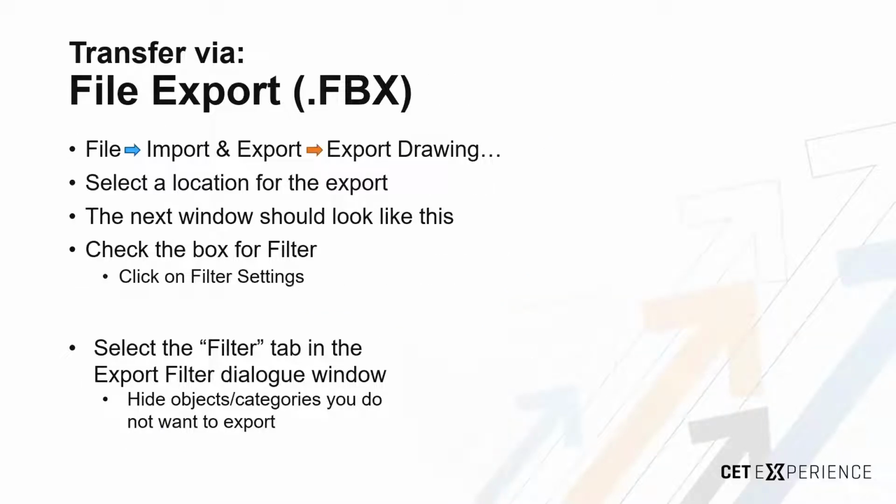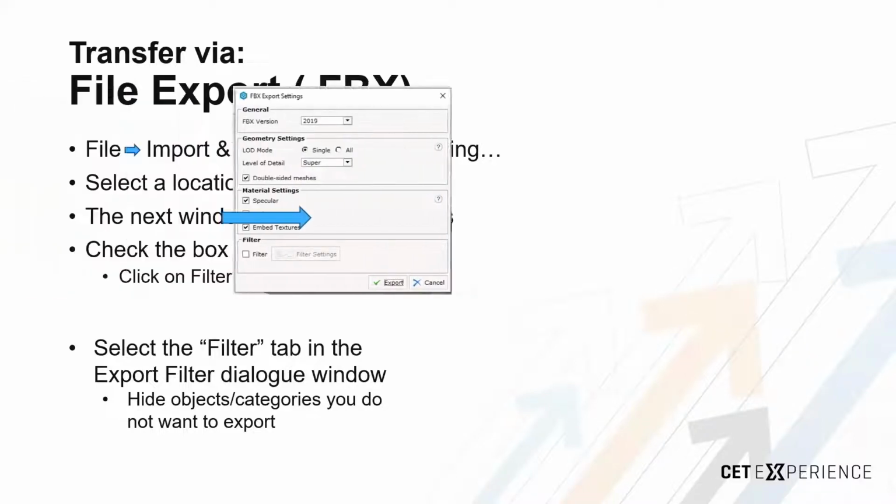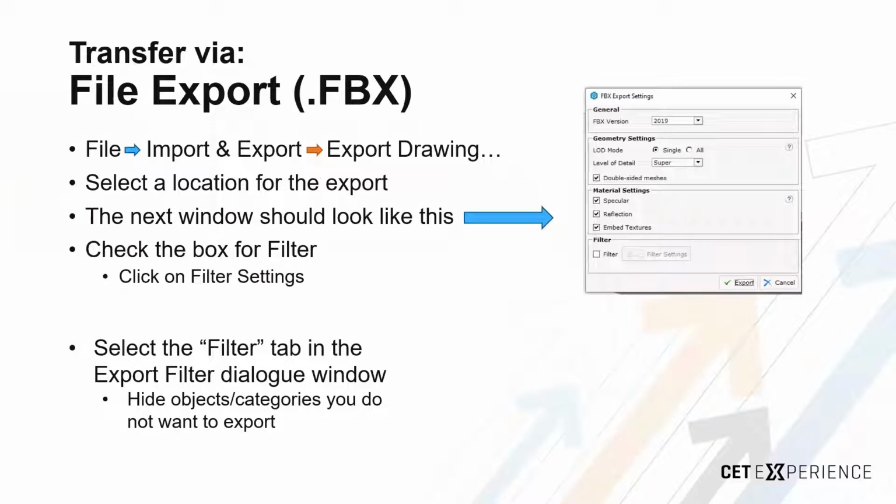The file export method for FBX is the one I mentioned before that's pretty similar to exporting a CAD drawing. So most people are pretty familiar with it. You start by selecting File and then go to Import Export and click on Export Drawing. And then select the location where you'd like it to save. And in the next window, check all the boxes that are on the left-hand side.